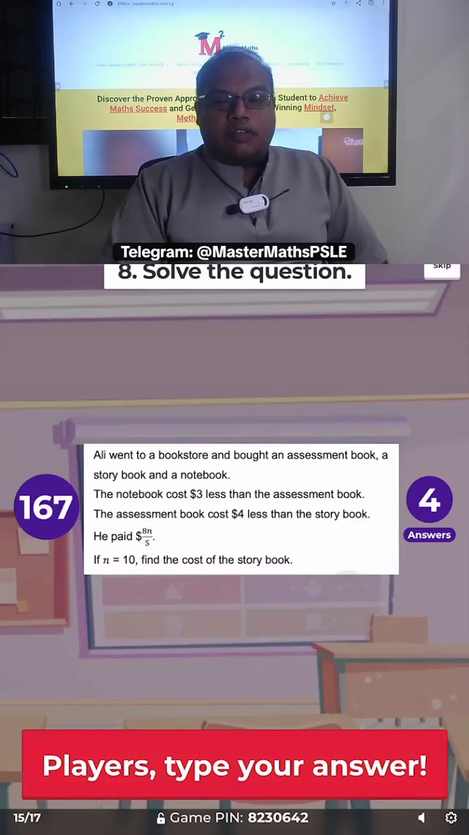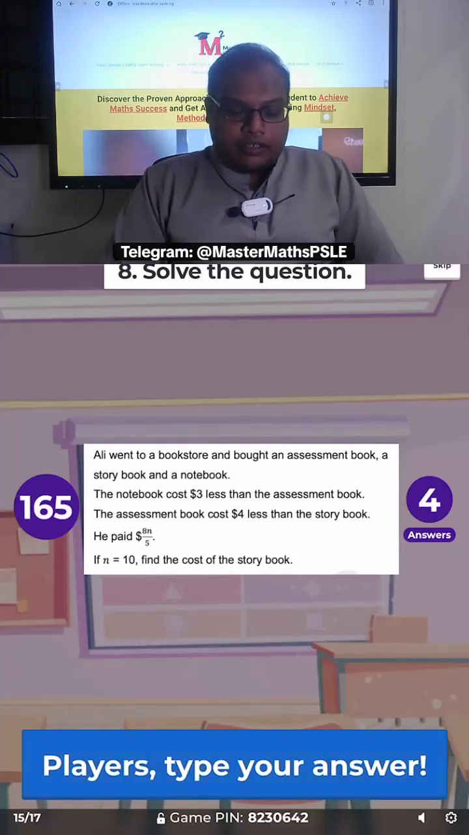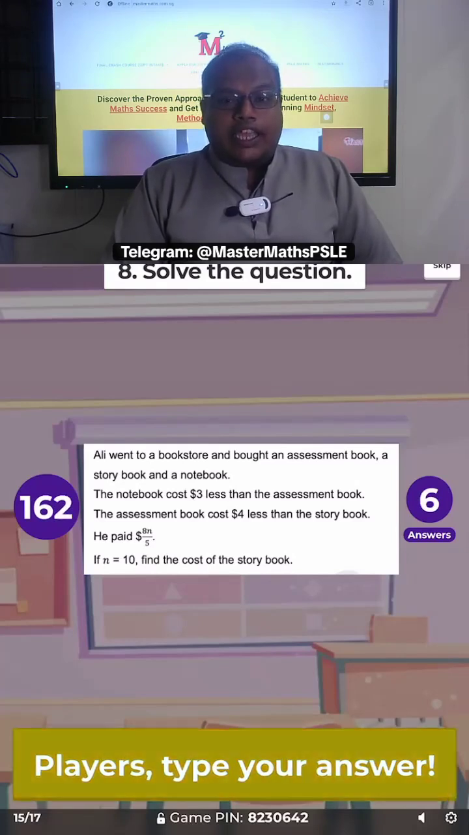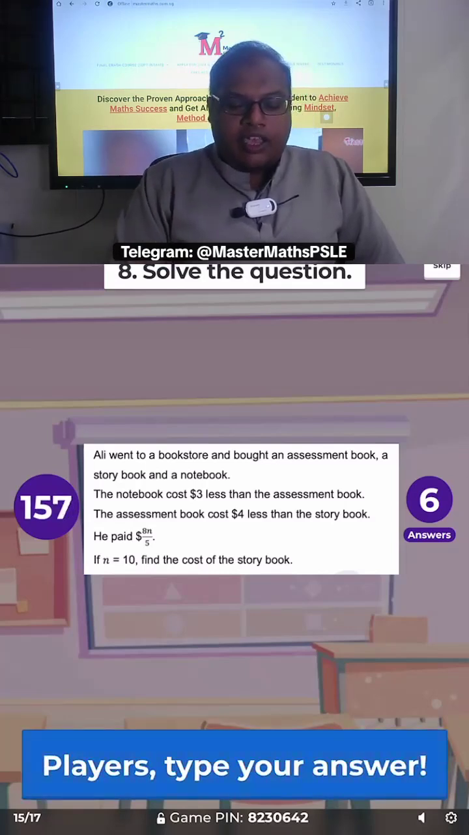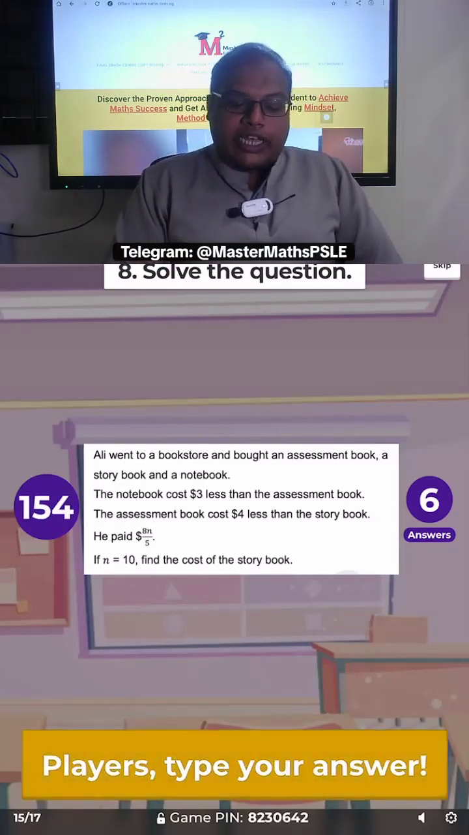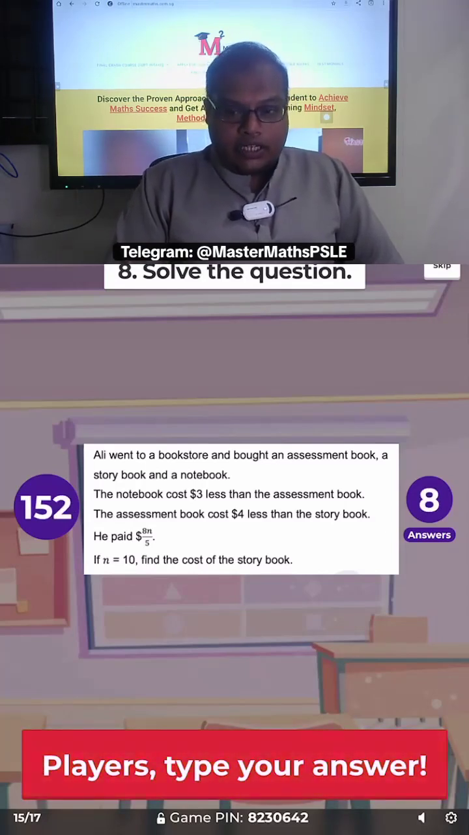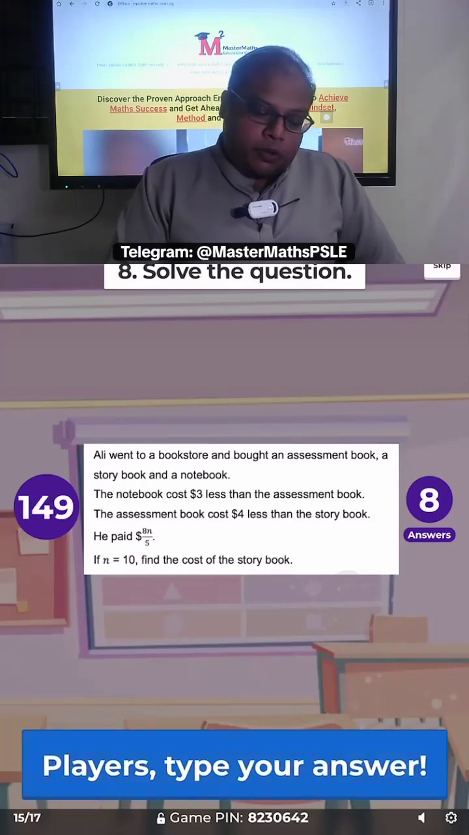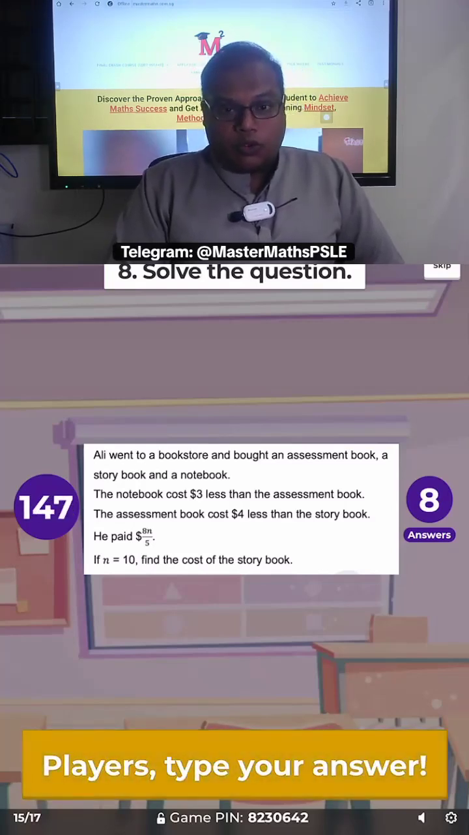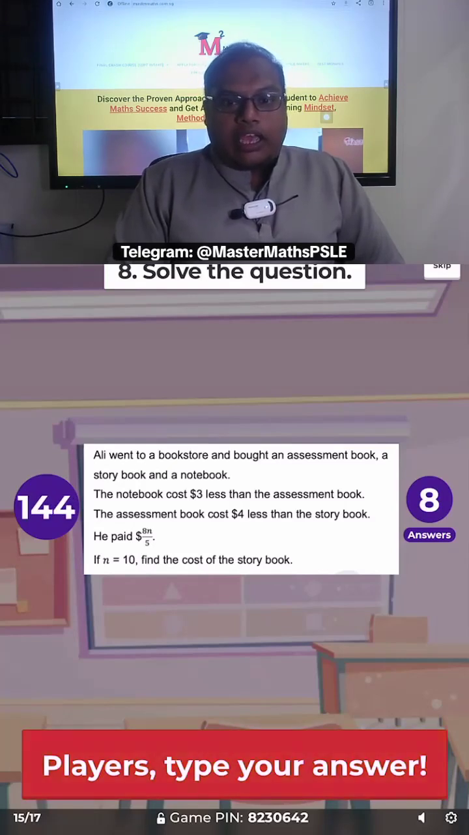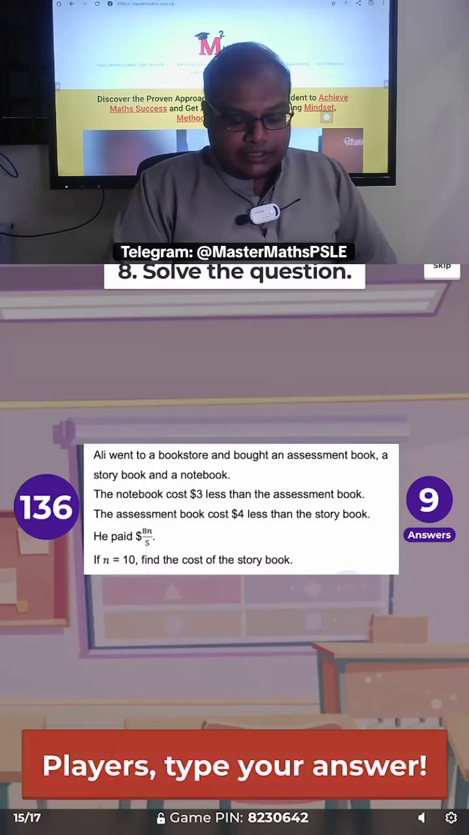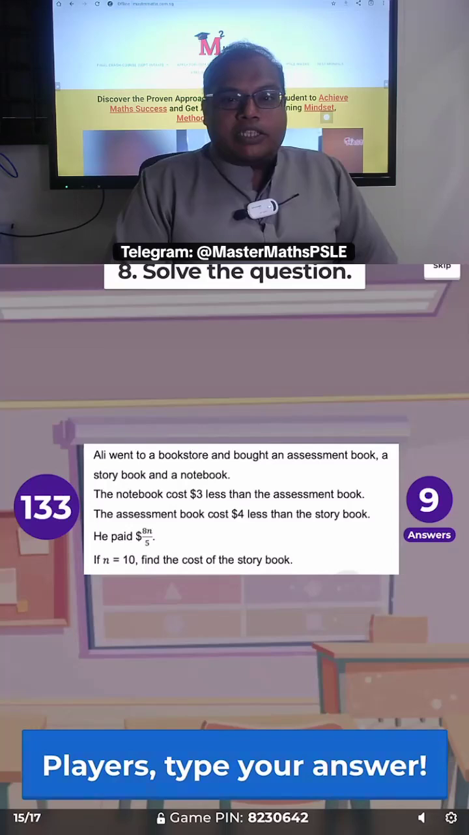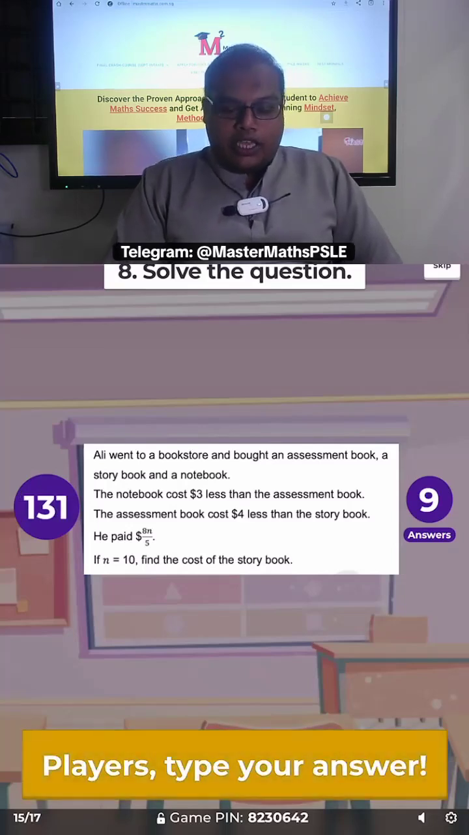This is actually not a difficult question. The amount he paid is basically the total. A bit of hint: the notebook is $3 less than the assessment book, so that's a comparison. The assessment book is $4 less than the storybook. And lastly, the total price that he paid is $8n over $5. 2 more minutes for you to do your working.